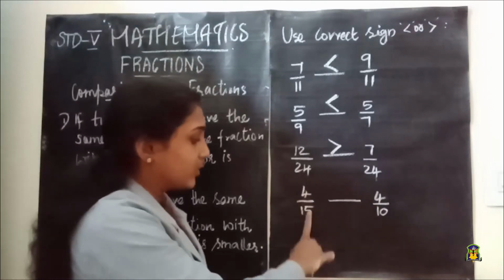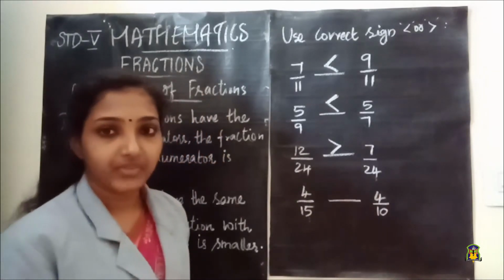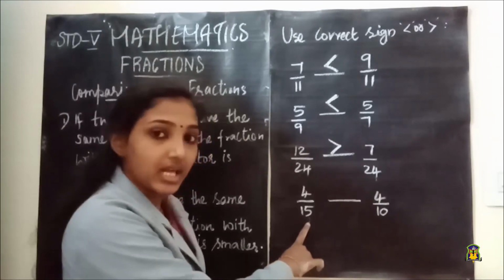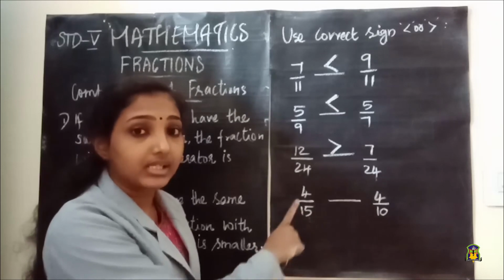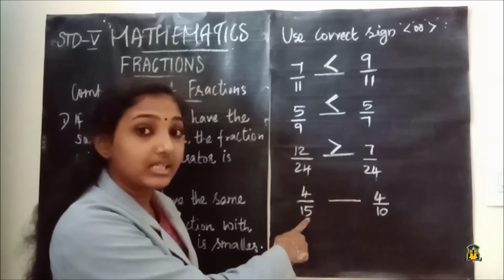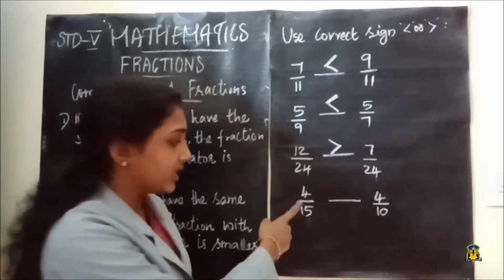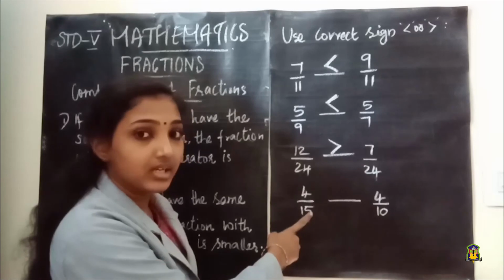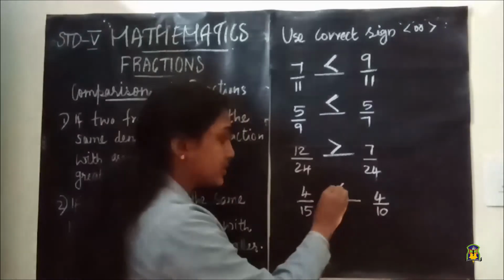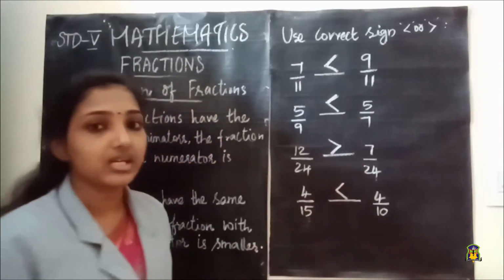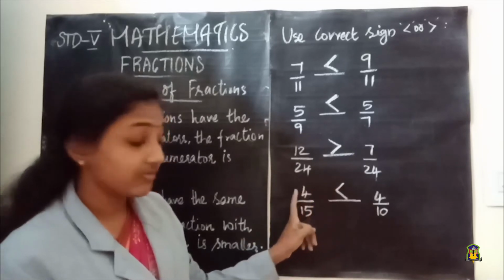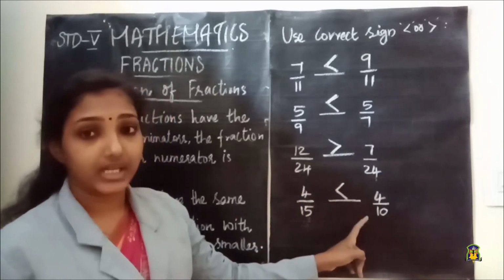Okay. Next is 4 by 15 and 4 by 10. They have the same numerators. So we look at the denominators, and the fraction with the greater denominator will be the smallest. If the denominator is greater, that fraction will be the smallest one. So here 15 is the greater denominator, so 4 by 15 is the smallest one. For the smallest one, the mouth closes towards the smallest one. Okay. So 4 by 15 is less than 4 by 10.